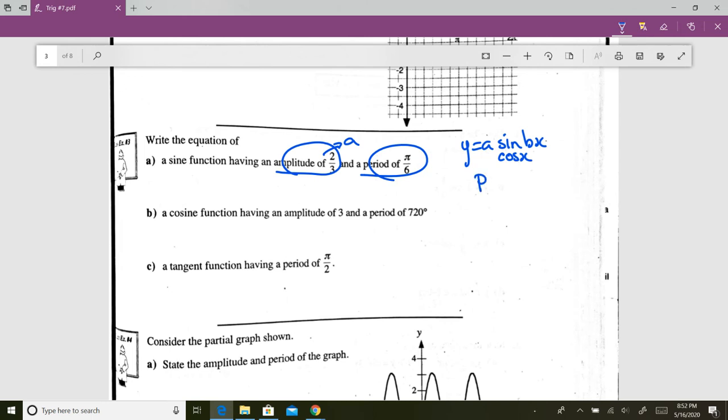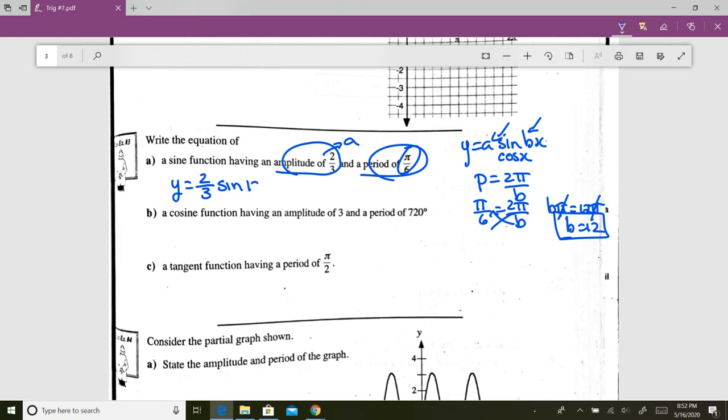Remember, period is equal to 2 pi over b. We are trying to find b. They've given us the period. So that goes in for p. So pi over 6 is equal to 2 pi over b. You're going to multiply the b up, you're going to multiply the 6 up. So you're going to get b times pi is equal to 12 pi. If you divide off the pi, it cancels, and you get b is equal to 12. And now you know what b is, and you know what a is. So y is equal to 2/3 sine 12x.